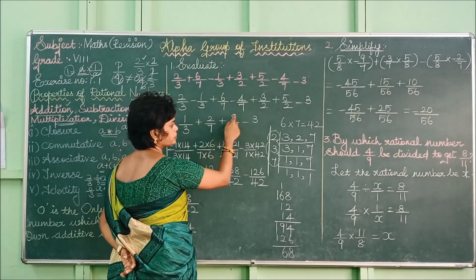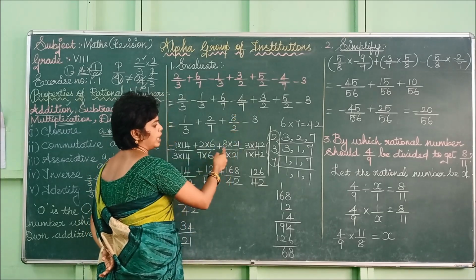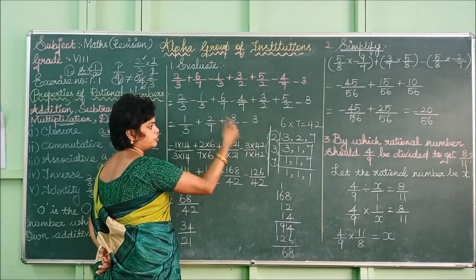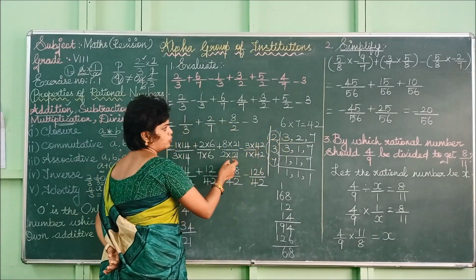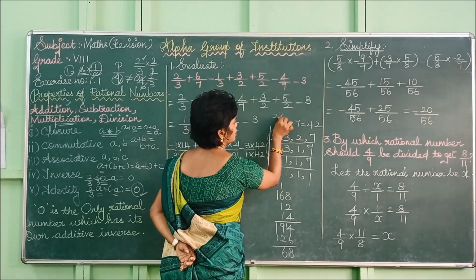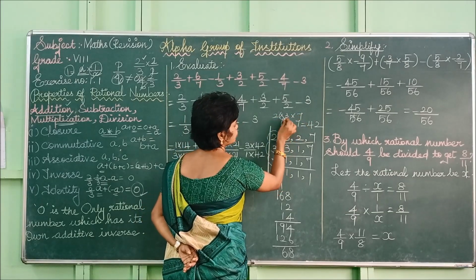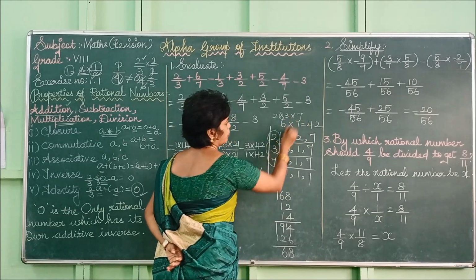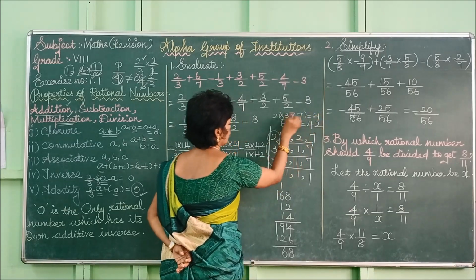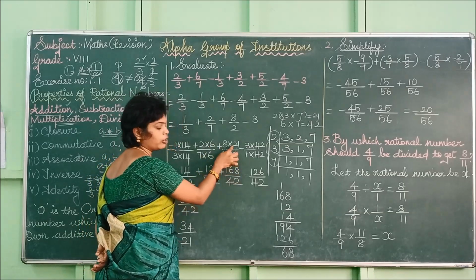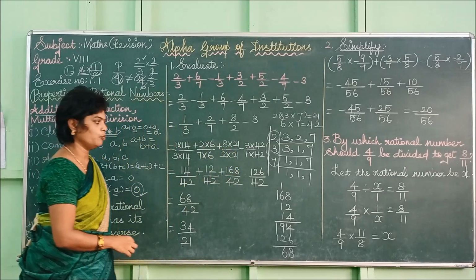Next listen here. 8 by 2. So 8 by 2 means what? You have to multiply with which term? It becomes 42. So this can be split and written as 2 into 3 into 7. So 3 7s are 21. So 2 into 21 is 42. So whenever you are multiplying the denominator, you have to multiply the same number with the numerator.